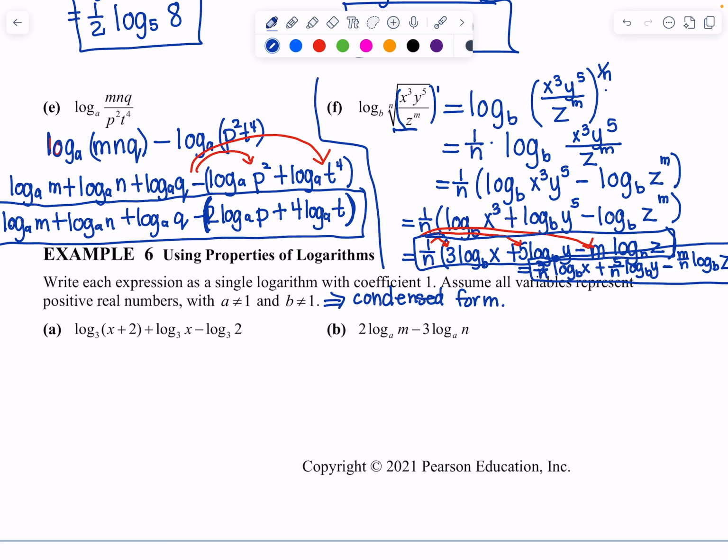Okay, so it's already expanded out. We need to go to that one little short form, right? So let's go here, you all. Okay, so it says write each expression as a single logarithm, right? Versus you seeing separate. Okay, single logarithm with coefficient 1.